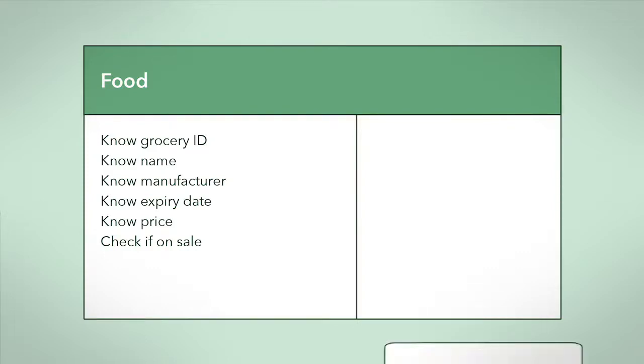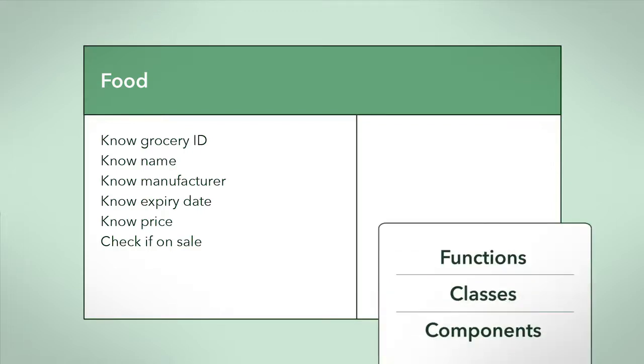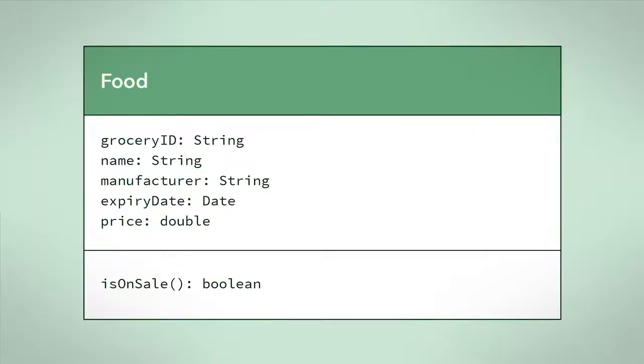Although CRC cards represent components, if you remember early on, the goal of design is for the components, when they are refined enough, to become functions, classes, or collections of other components. Since we use Java in this course, where an abstraction is formed in a class, we focus on classes. So, how would the food class look in a class diagram?